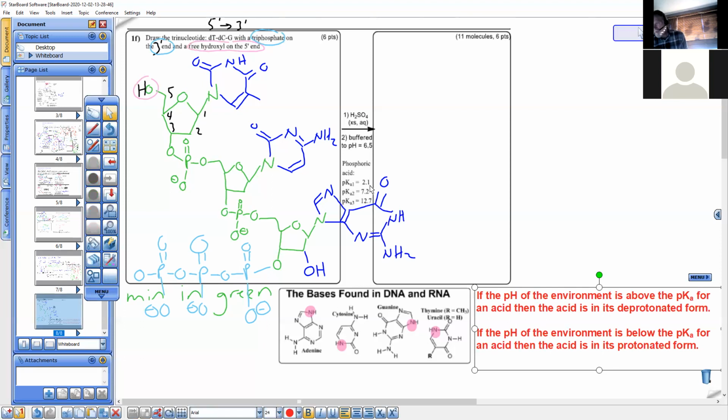And when you draw phosphoric acid, we're doing this at pH what? 6.5, which is above this number, deprotonated. Below this number, you'll be protonated. Every one of your phosphoric acids will be diprotonated. You'll have one H missing. And there will be how many of them? 1, 2, 3, 4, 5. 5 of them over there.